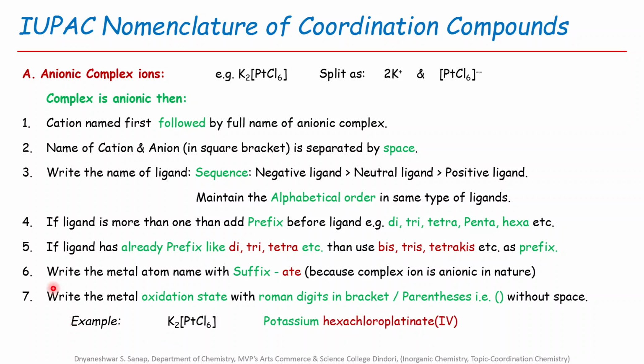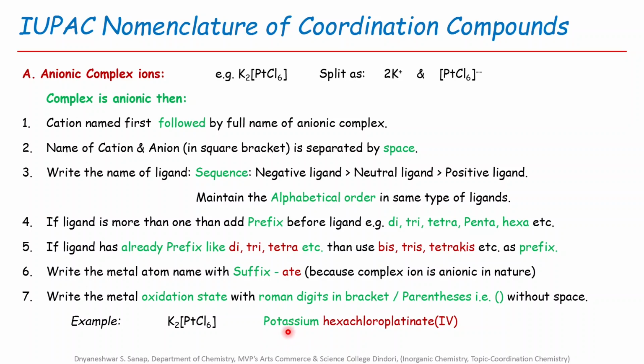An example of an anionic complex ion is K2PtCl6, and the IUPAC nomenclature for this coordination compound is potassium hexachloroplatinate(IV). Let us match this name with the above seven rules.